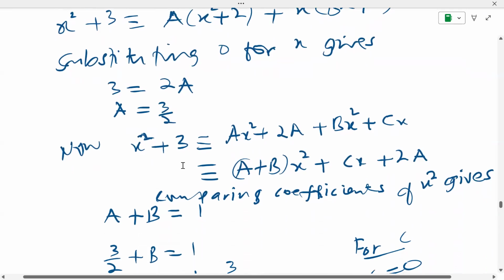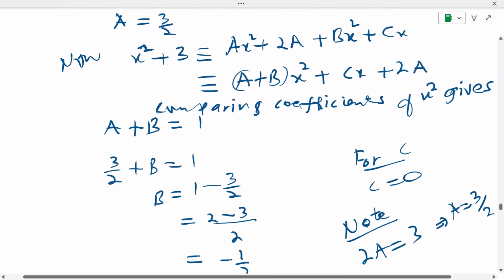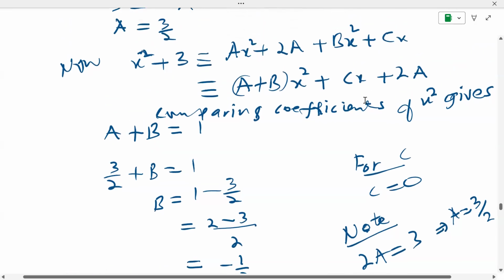Now we have our expressions equal to this one. We expand, then we group the like terms. So if you want to compare coefficients, then the coefficient of x squared will be A plus B being equal to 1. So A plus B is equal to 1. But we have the value of A to be 3 on 2. So we subtract 3 on 2 from both sides. And so our B will be negative half. Now for C, when we get back, you see that the coefficient of x is C, but here the coefficient of x is 0. So C is equal to 0.